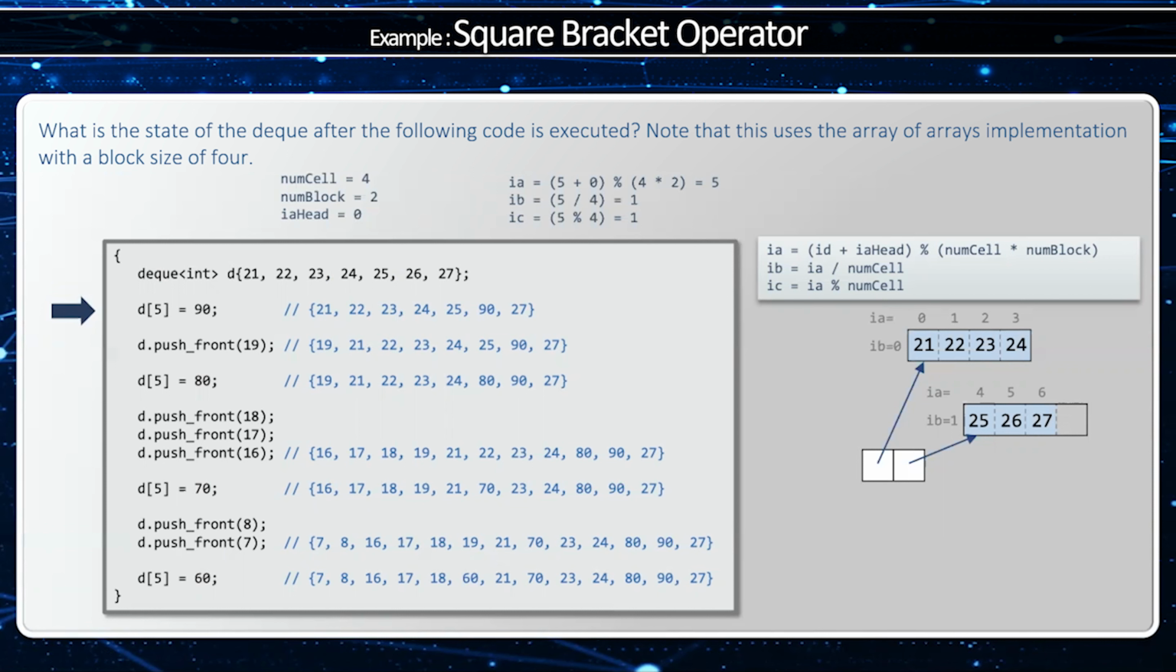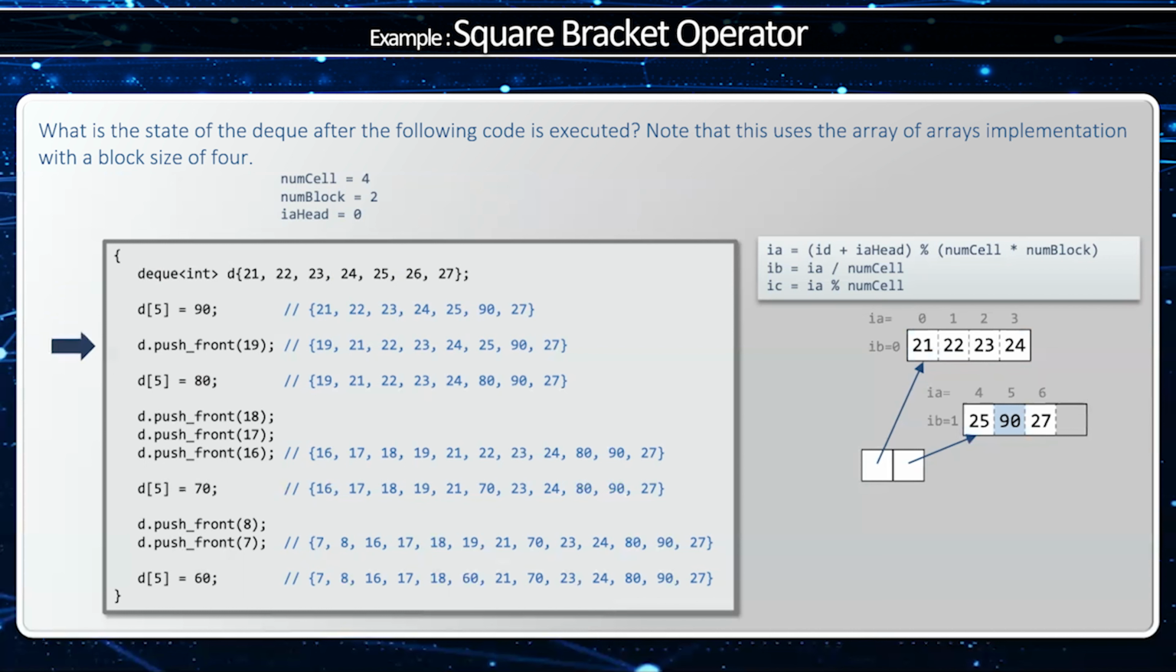Now that I have my array index, I can find my block index, and that's 5 integer division 4, which is 1, and cell index is 5 mod 4, which is also 1. Therefore, I'm going to look at block 1, cell 1, which is array index 5, and that currently has the value 26, and I'm going to replace 26 with my 90.